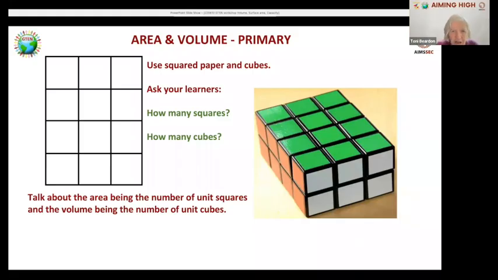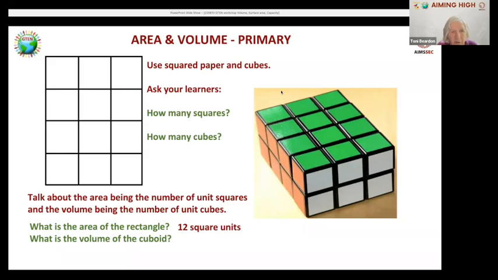This idea is about getting used to these words: area and volume, unit squares, unit cubes, and all of the language and counting, but not calculating yet. So the area of the rectangle is 12 square units and the volume of the cuboid is 24 cubic units.